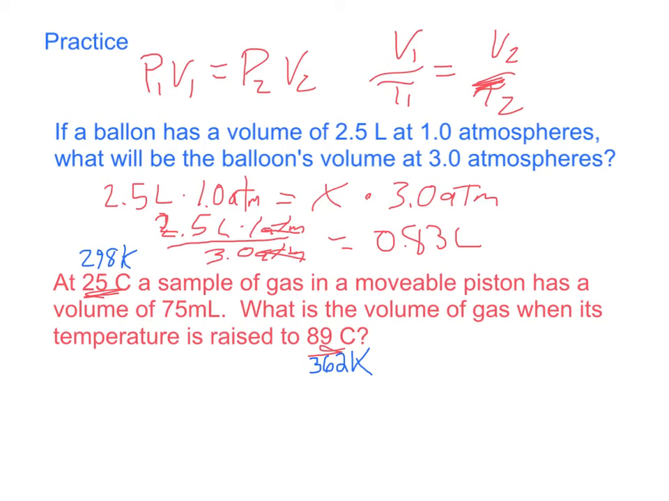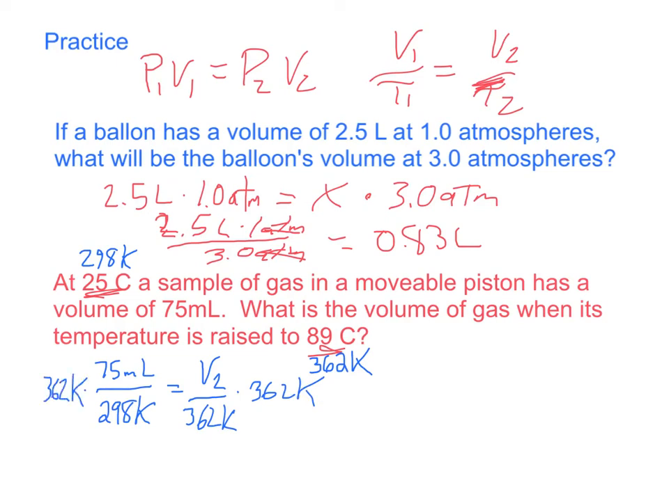So now we have to decide which equation we want. We have a volume and a temperature, so I would go with Charles's law, V1 divided by T1 equals V2 divided by T2. You would set them up. So V1 is 75 milliliters divided by 298 Kelvin, and then we have to multiply both sides by 362, because this is how math works.